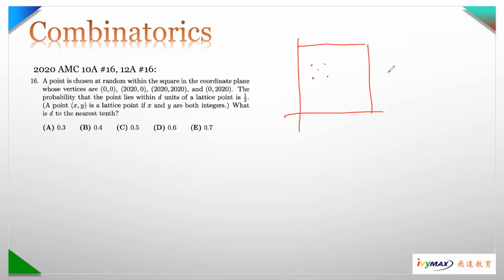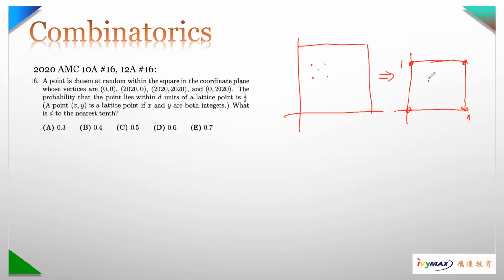So let's reduce this to a small case. Actually, this is exactly the same, I just changed the scale. Say this is 1 by 1. Consider the point in one specific grid, with 4 lattice points around it. So this is 1, this is 1, this is 1, this is 1. We have a point here, and the probability of this point lying within d units of a lattice point is 1/2.